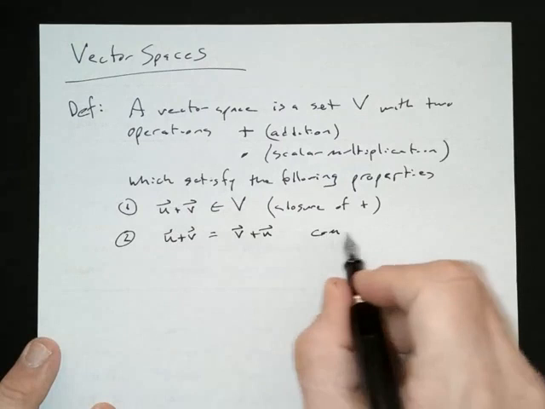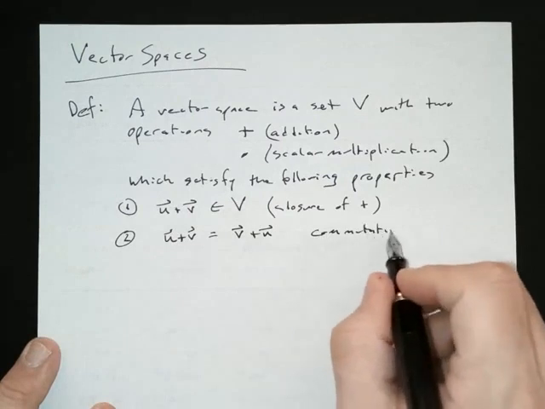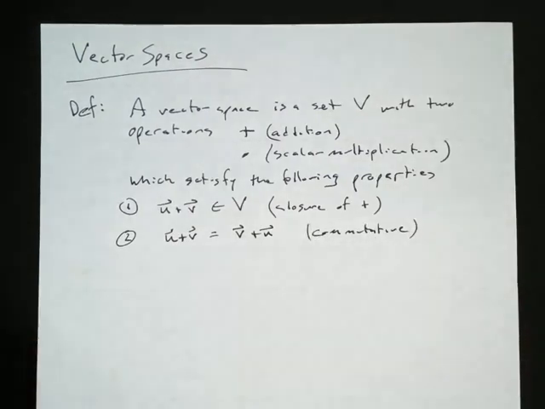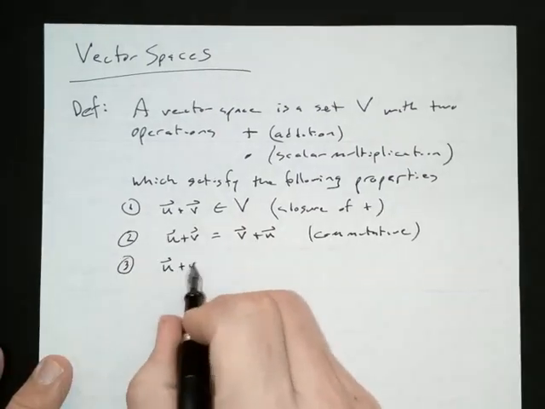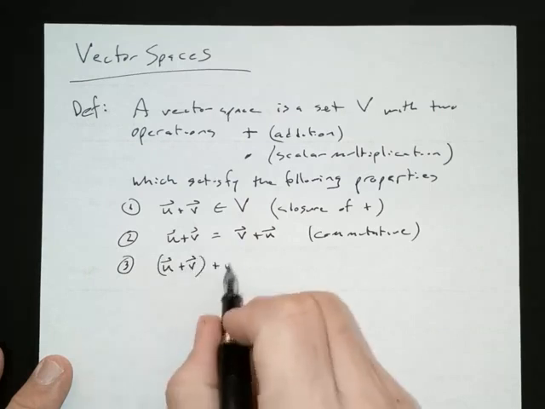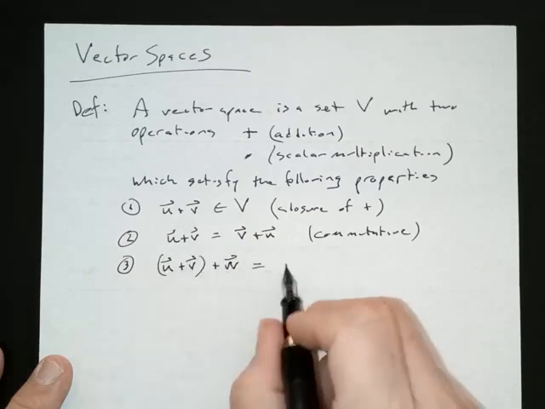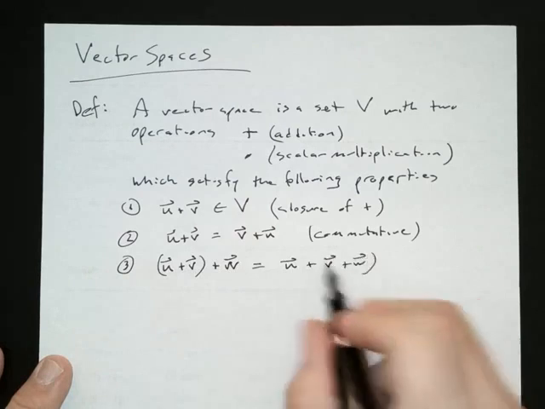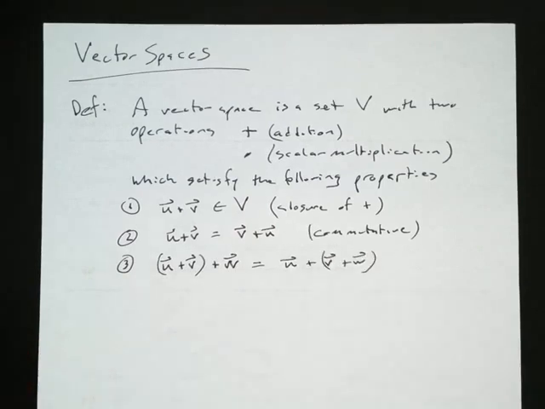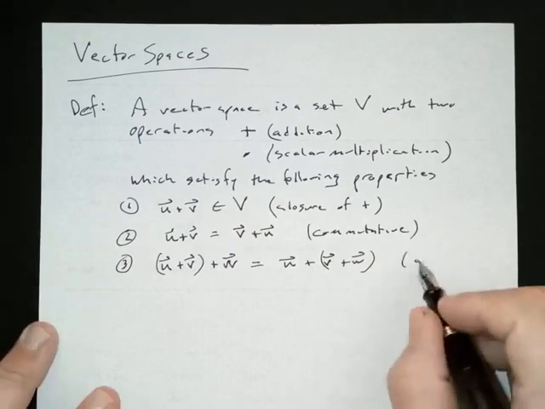I want the commutative property, so it doesn't matter what order I do the addition in. I want the associative property. So if I add more than two things, it doesn't matter which pair of them I add first, u plus v and then add w, or add v and w first and then add u. Those are equivalent. It's the associative property.